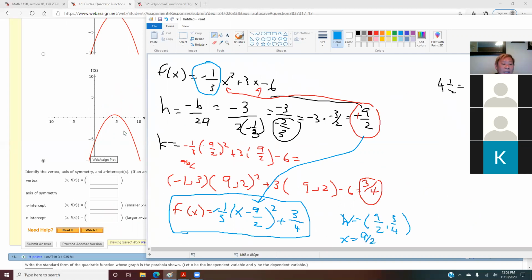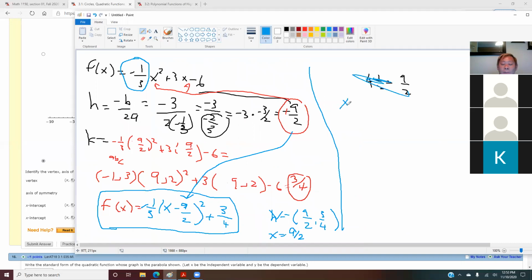This one, if you look at this, it crosses the x-axis. So how do you find your x-intercept? In this case, you set this equal to 0. So in order for us to find the x-intercept, you have to set your equation to 0. So 0 equals -1/3 (x minus 9/2) squared plus 3/4. So first thing you need to do is move that 3/4 over, so it becomes negative.